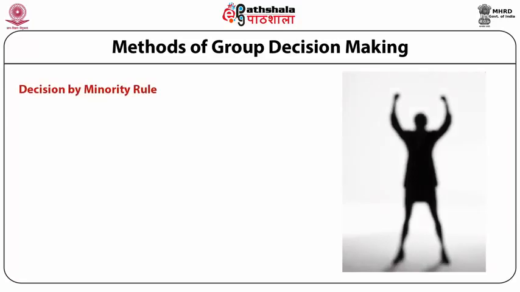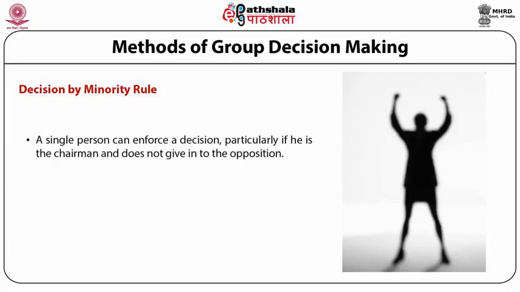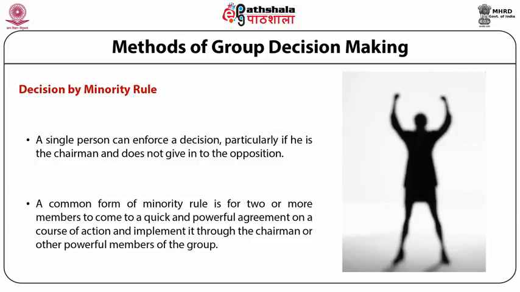Decision by minority rule. This is the third method of decision making. Here, a single person can enforce a decision, particularly if he is the chairman and does not give in to the opposition. A common form of minority rule is for two or more members to come to a quick and powerful agreement on a course of action and implement it through the chairman or other powerful members of the group. So this is called decision by minority rule.